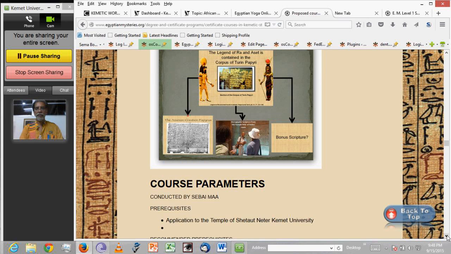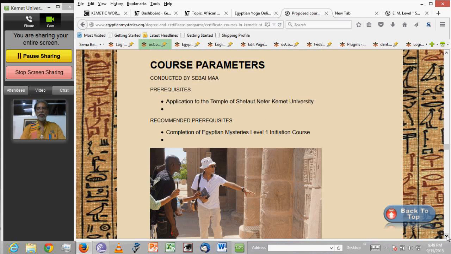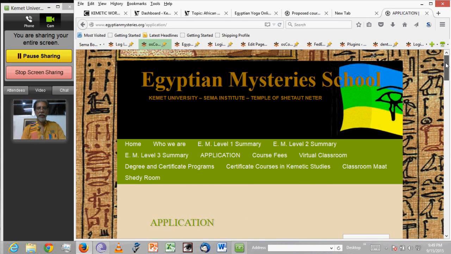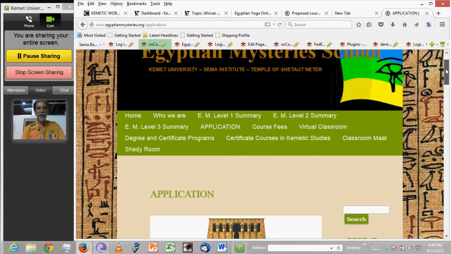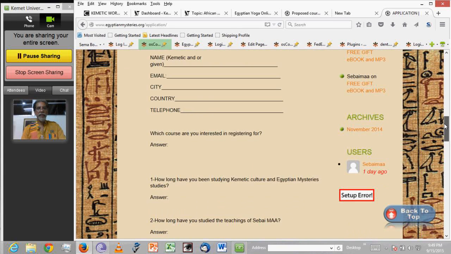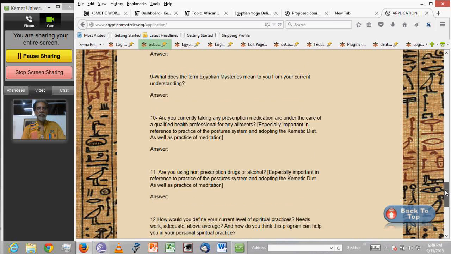As for the course parameters, if you're interested in registering for the course, you go to the application page. We'll just go there. I'll just use this tab here to go there. You have an application page where you go and fill out the application. You copy it onto an email and send it in, and you'll receive a link to the registration page. And then you can start joining the course.